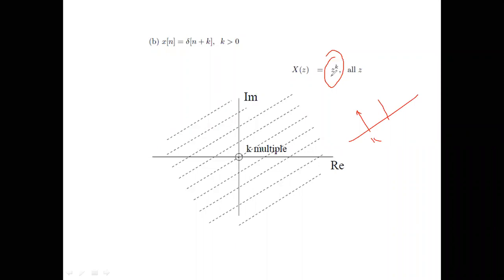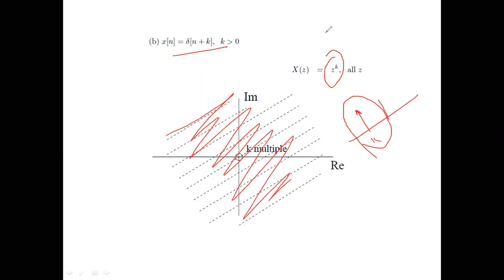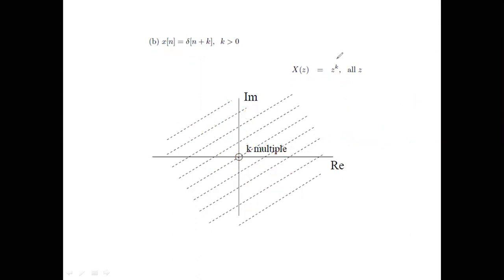X of z can be made infinite only if I substitute z equal to infinity, right? See here, it's a finite duration sequence. There is only one impulse. That is why the ROC is going to be the entire z plane. And do you see any poles here? Poles are those values of z which make X of z go to infinity. Here, unless you substitute z equal to infinity, this can never be infinite.